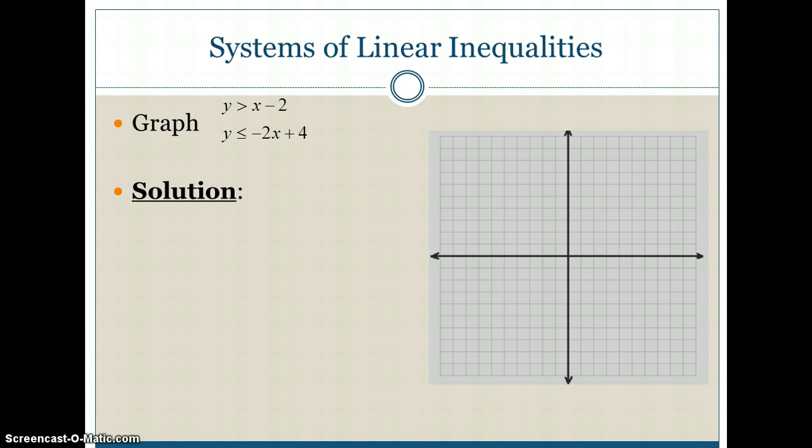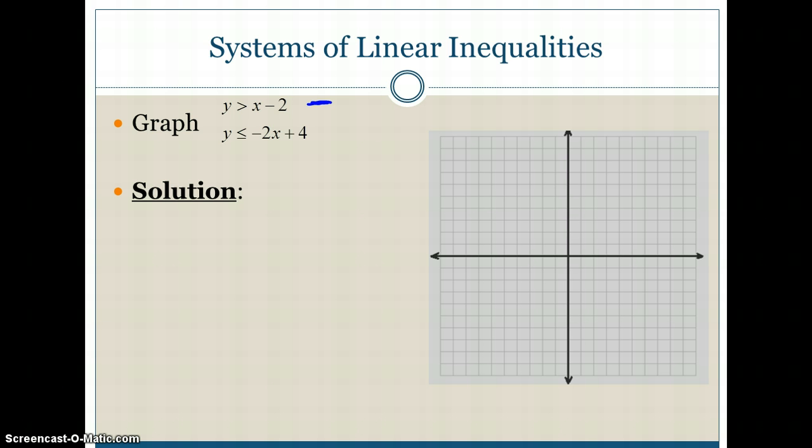We'll start with two that are already in slope-intercept form for us. As we know, when we go to graph any of these inequalities or equations, we want them all to be in slope-intercept form, which these are. So we'll go ahead and pick up here with this first one. I'm going to do it in blue. Y is greater than x minus 2.